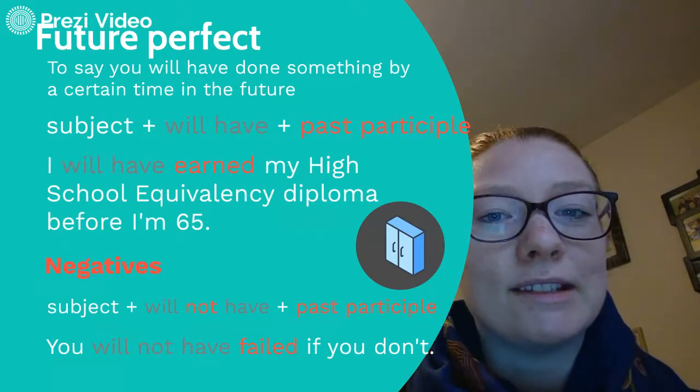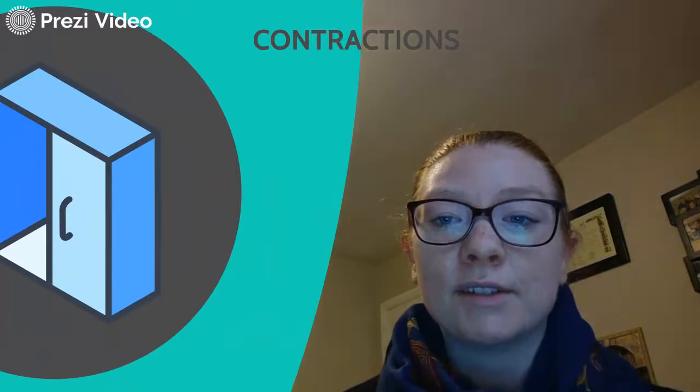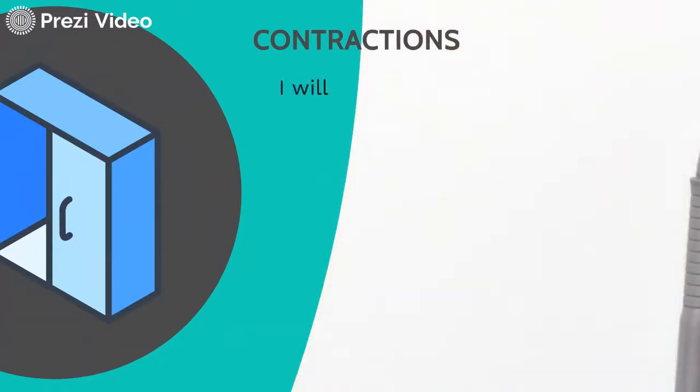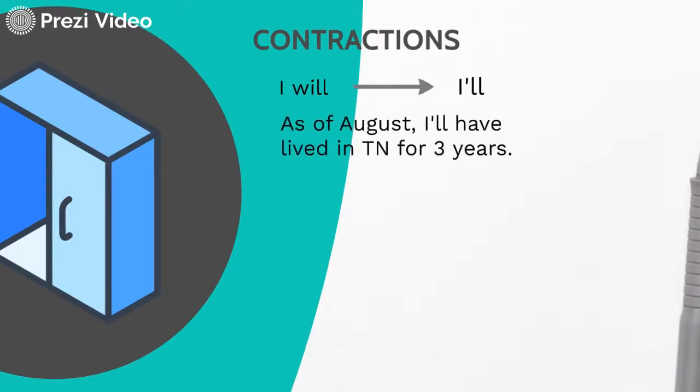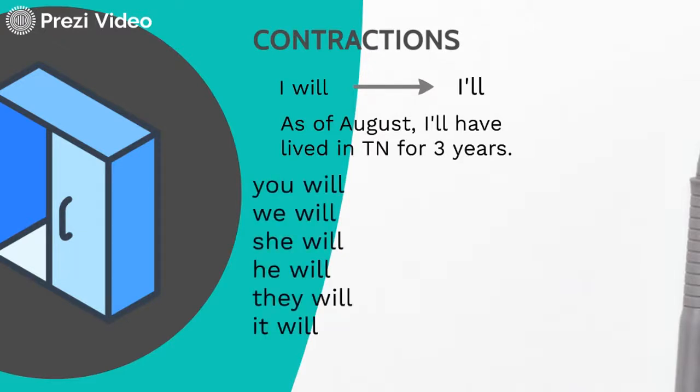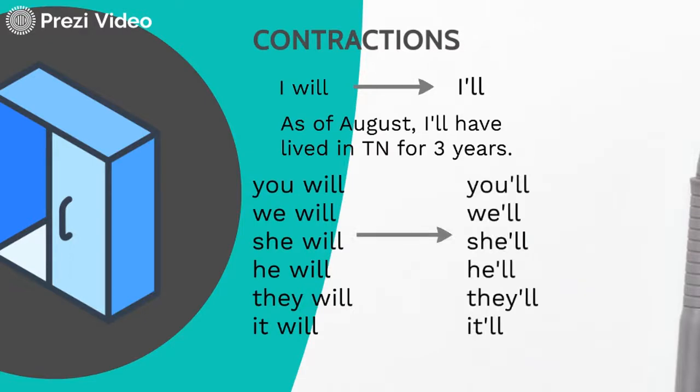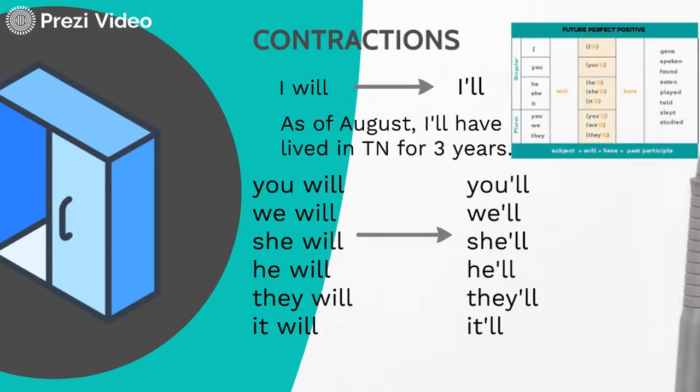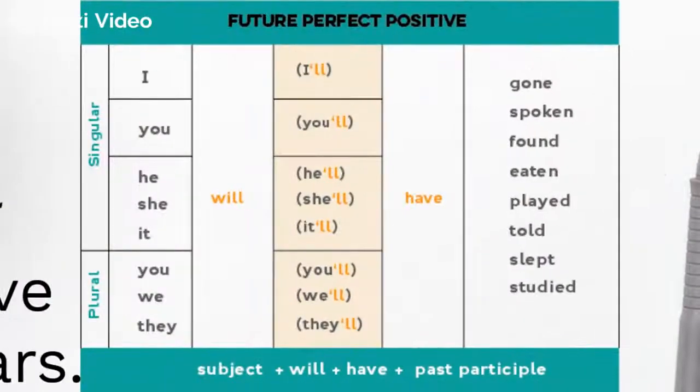Now let's jump into the contractions. So in the future perfect, I will can change to I'll. As of August, I'll have lived in Tennessee for 3 years. That one's true. And then you will, we will, she will, he will, they will, and it will. And just change will to apostrophe double L. And here, thanks to oysterenglish.com, is a nice little graphic if you want to pause and copy that down.